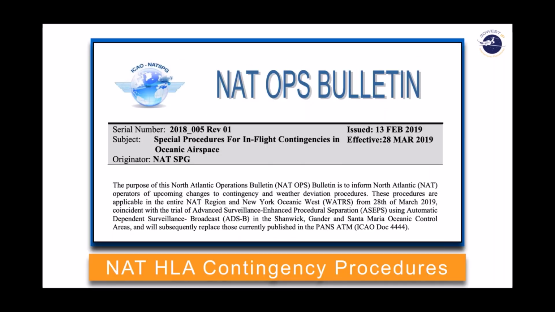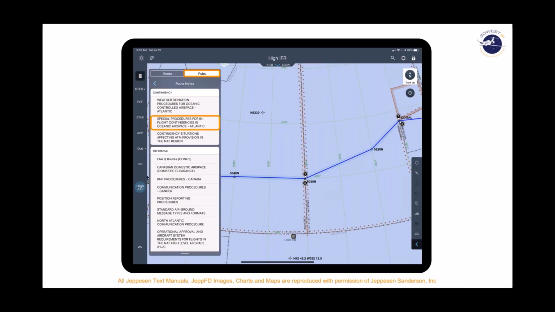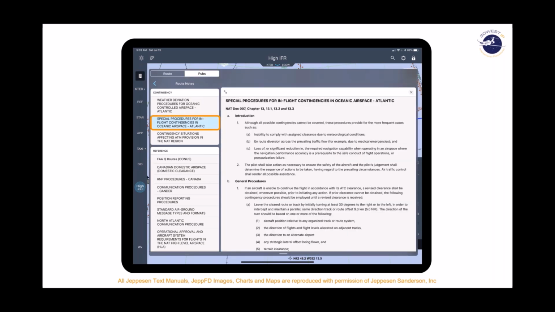And I'm going back to a March 28th implementation here for these new contingency procedures, just to touch ever so lightly on this. These are not just the contingencies in the North Atlantic, but they're also weather deviation procedures. If you're in JEP-FD with a route of flight in the North Atlantic, as soon as you select the pubs button, you're going to get the correct contingency procedures right there on the first pubs page. You can select that and it will come right out of Doc 007, and those are the correct ones.